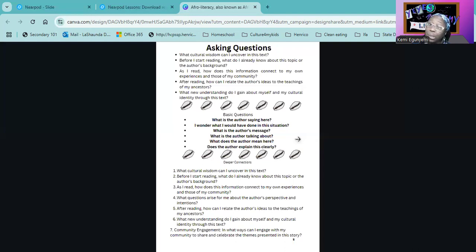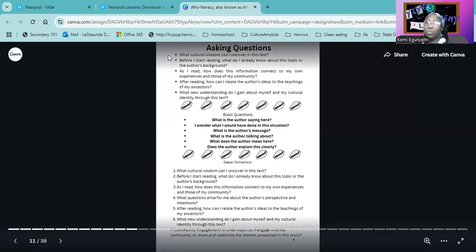Going to asking questions. The basic level that they do at the public school level is, what is the author saying? I wonder what I would have done. What's the message? What are they talking about? It's just asking from the author's point of view, what did the author mean? And that can be challenging if we're reading something other than a folk tale, that might be outside of our experience, which is why sometimes on the test there are challenges. So when we're asking questions on the Afro literacy level, we want to say, what cultural wisdom can I uncover? Because if you can uncover the cultural wisdom, then you see what the author is trying to say. So we want to change that just a little bit.